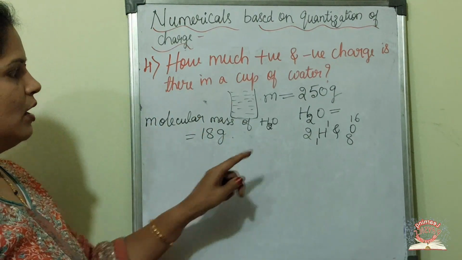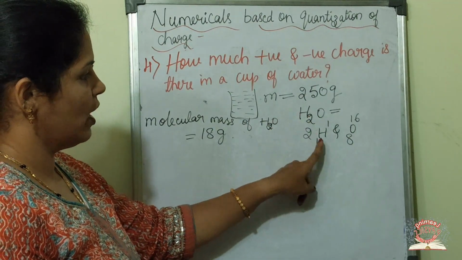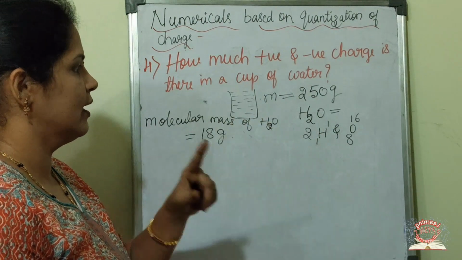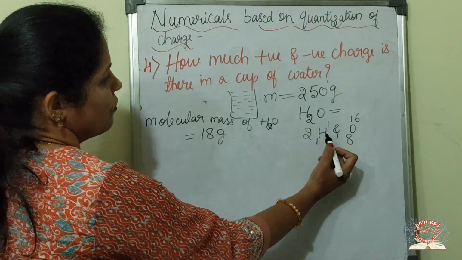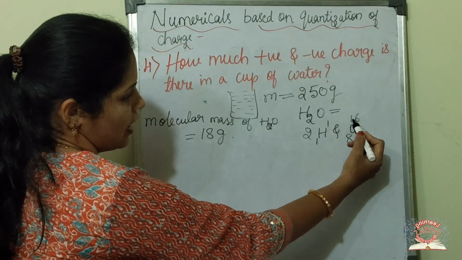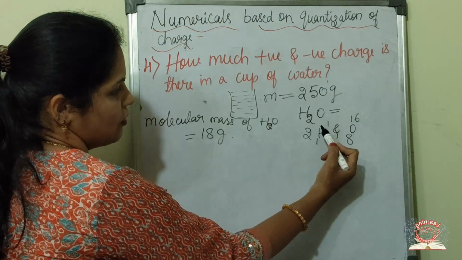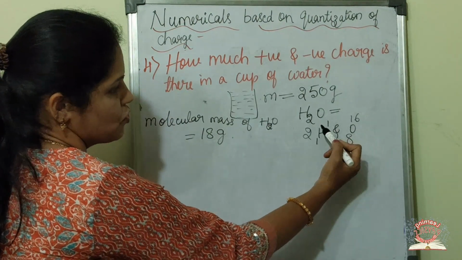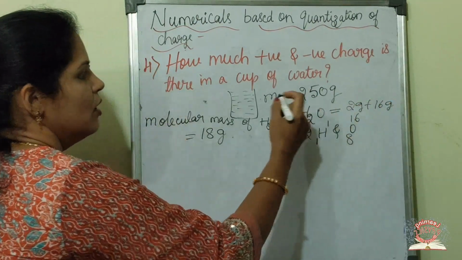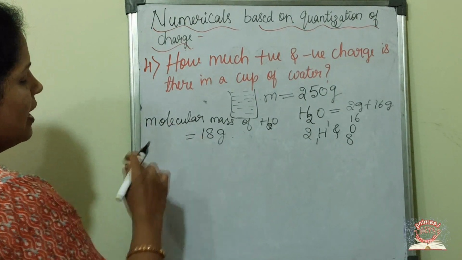Is this clear for you? H2O is water. So how many hydrogen? 2 hydrogen. One hydrogen has only 1 electron and 1 proton. And the oxygen atom is 8O16. So oxygen is 16 gram and hydrogen is 2 gram, so 2 gram plus 16 gram is 18 gram. The molecular mass of water is 18 gram.